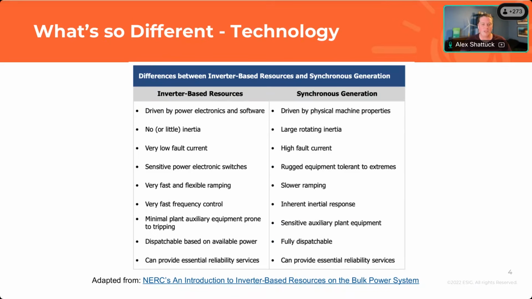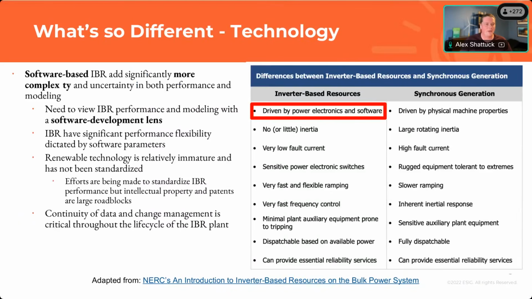Both can provide essential reliability services. However, they do them differently, and the reliability services necessary will change based on the penetration of each of those resources. So breaking it down very specifically, the software-based inverter-based resources are significantly more complex than a synchronous machine model.